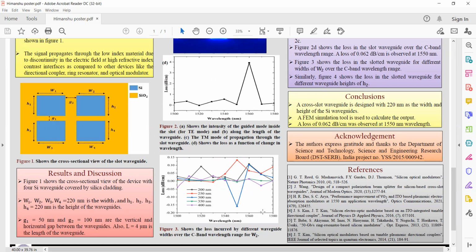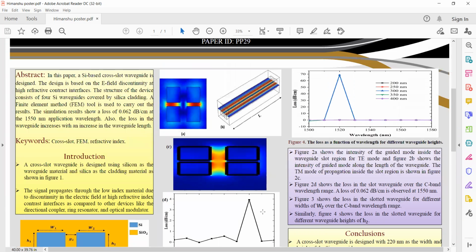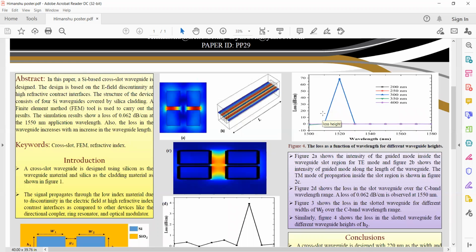Similarly, the effect of change in height H2 for the waveguide on the loss of the device over the entire wavelength range from 1500 to 1580 nanometer is shown in figure 4. So here we can see that a maximum loss was observed for 300 nanometer waveguide height at around 1520 nanometer wavelength. And for the rest of the waveguide heights, that is 200, 250, 350, and 400 nanometer, the loss is almost the same over the entire wavelength range.